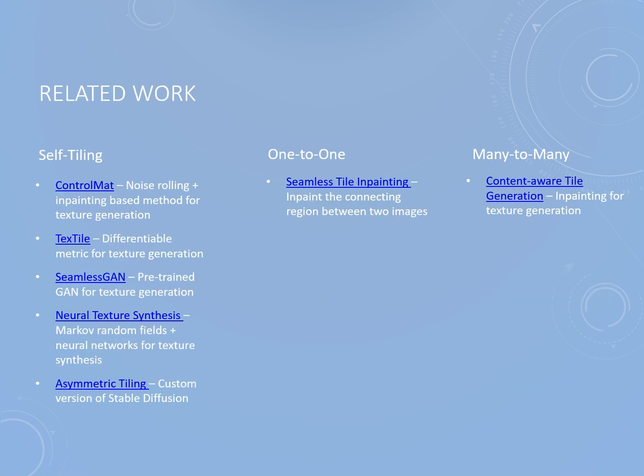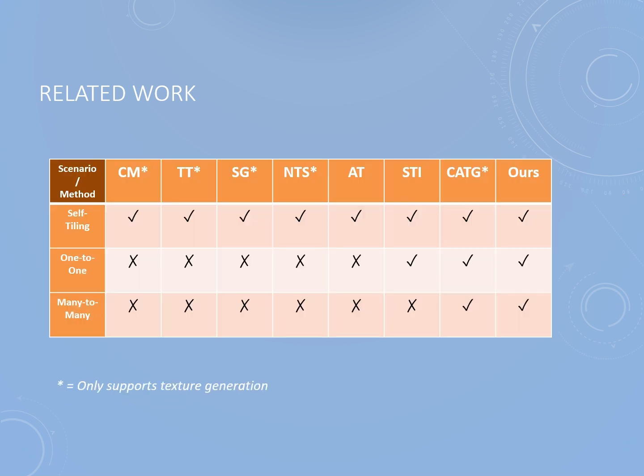Looking at existing work, most methods focused on specific scenarios. For self-tiling, we have approaches like ControlNet and asymmetric tiling. For one-to-one scenarios, there is seamless tiling painting, but very few methods support the complex many-to-many scenarios. This table summarizes the landscape. As you can see, our method is unique in supporting all three tiling scenarios across general image domains, not just textures. Most existing approaches are limited to self-tiling or specific texture generation tasks.